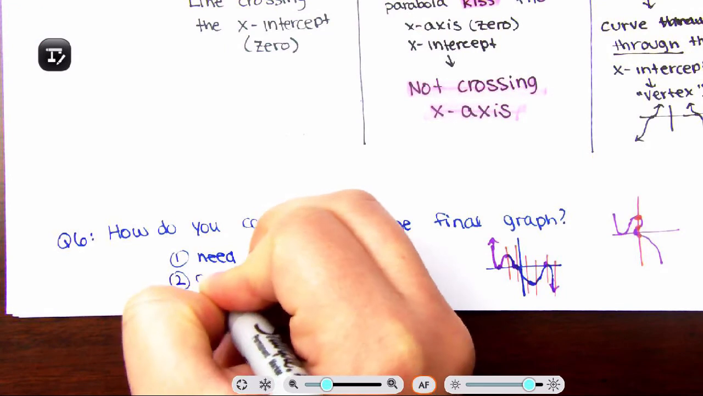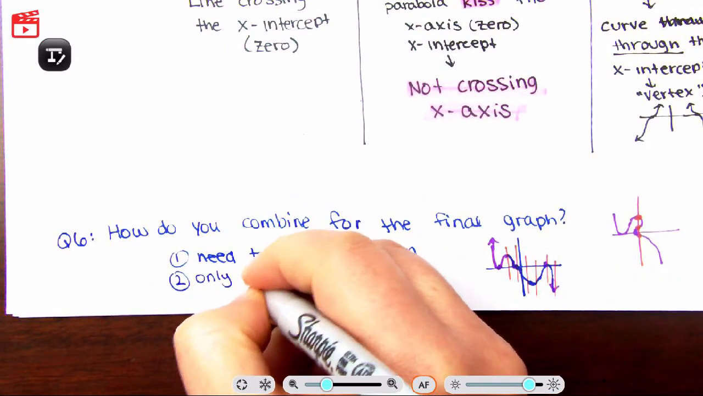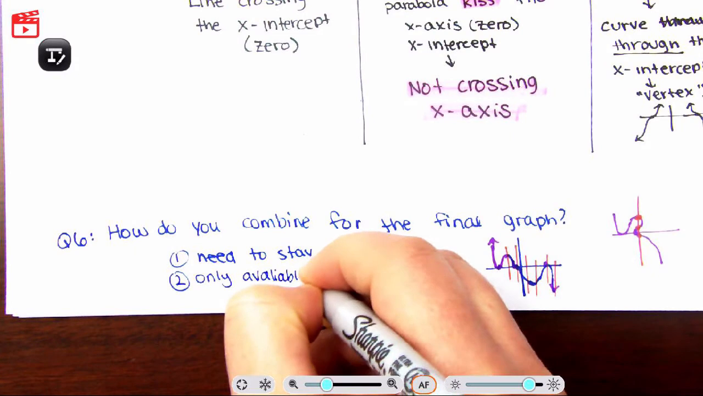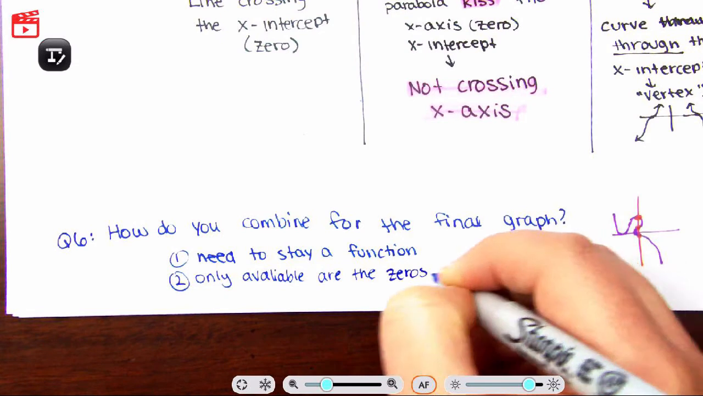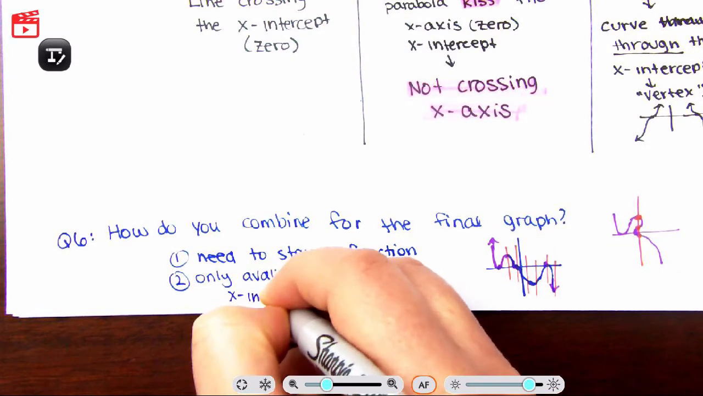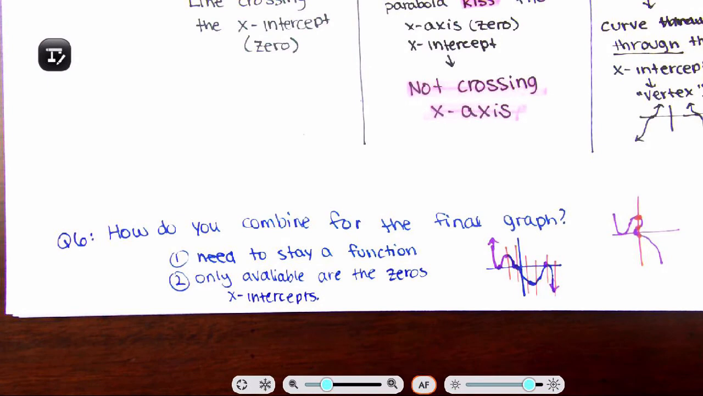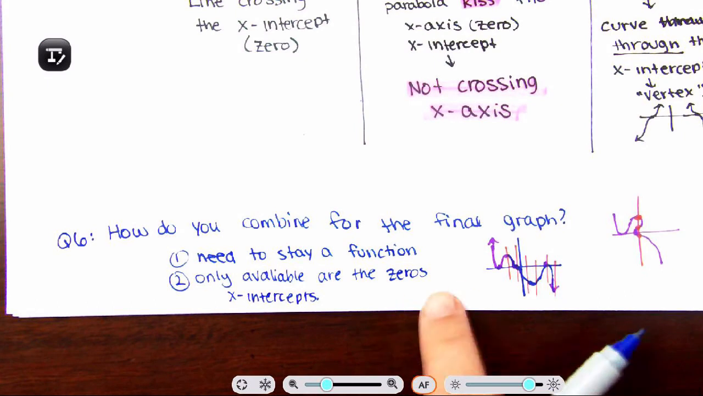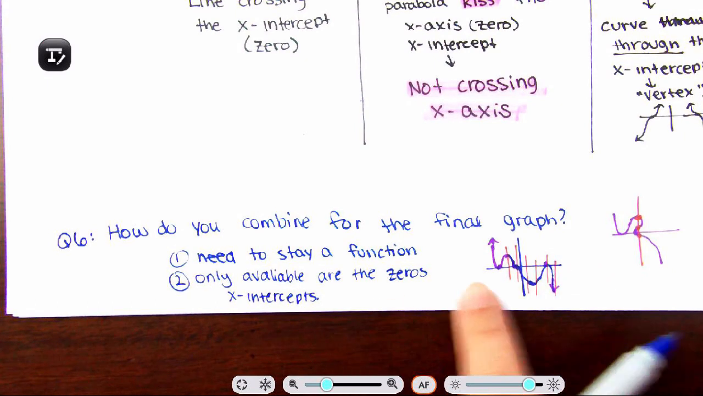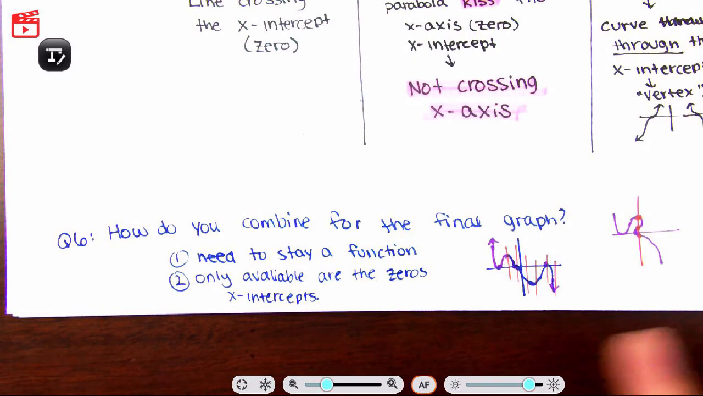Only available are the zeros, or your x-intercepts. So you cannot cross anywhere else. If I need to get to this zero or I need to connect somehow, I cannot cross the x-axis without a zero. I cannot cross the x-axis without an x-intercept. Big no-no. Okay, the only zeros we have, the only x-intercepts that we have are the ones that we identified in the beginning. We cannot create more just because it fits our graph. We have to only work with what's given.